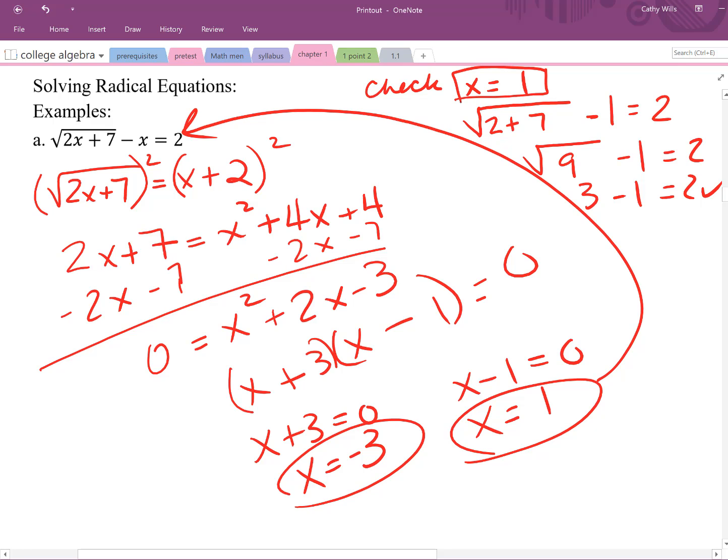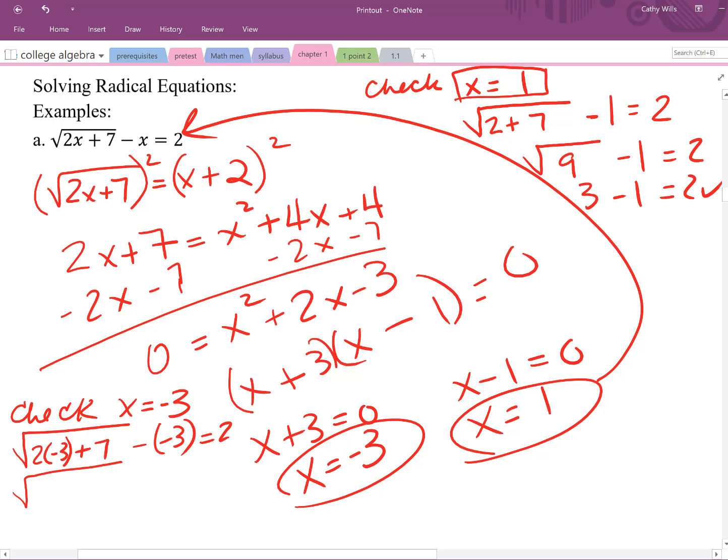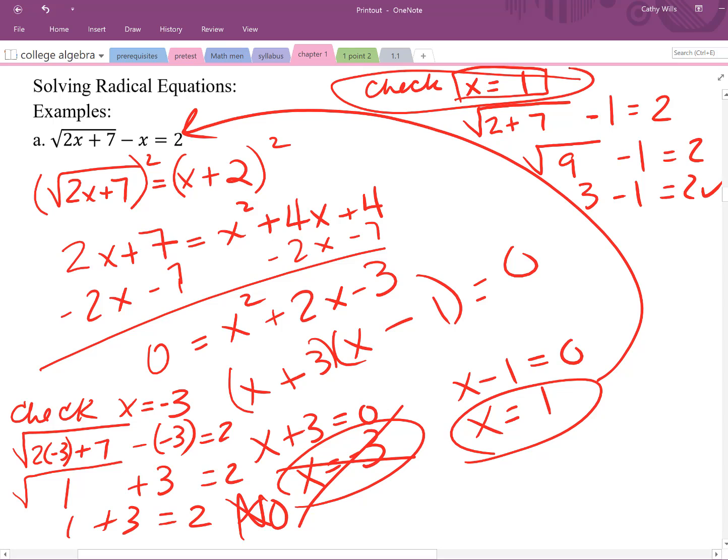All right, now I'm going to check x equals negative 3. I'm going to put it into the original equation. So I've got 2 times negative 3 plus 7 inside the square root, minus x, which is negative 3, equals 2. So that is the square root of negative 6 plus 7, which is 1. And then it's minus negative 3, so plus 3 equals 2. 1 plus 3 equals 2. No, it does not. So x equals negative 3 is not really a solution of the original problem. So the only solution you would write down would be x equals 1.